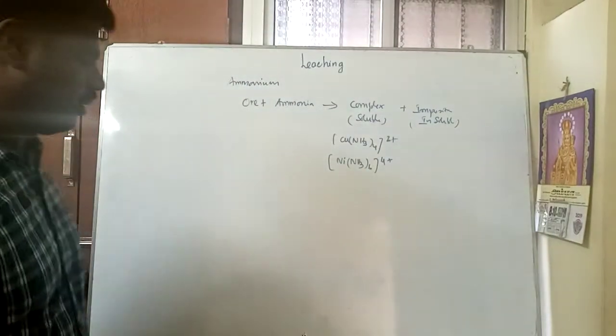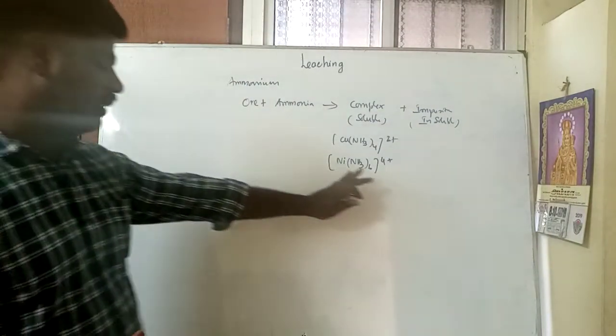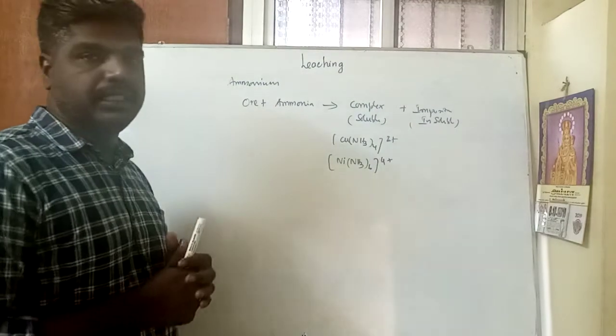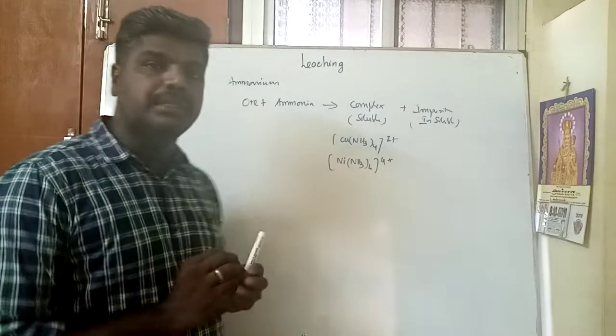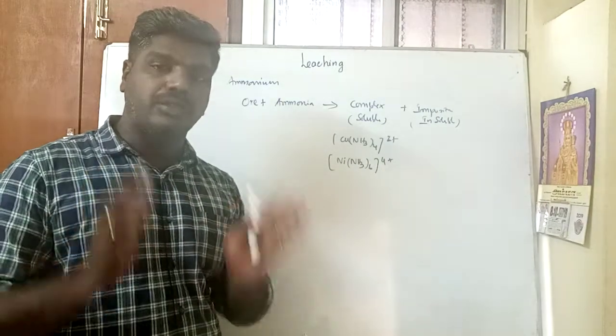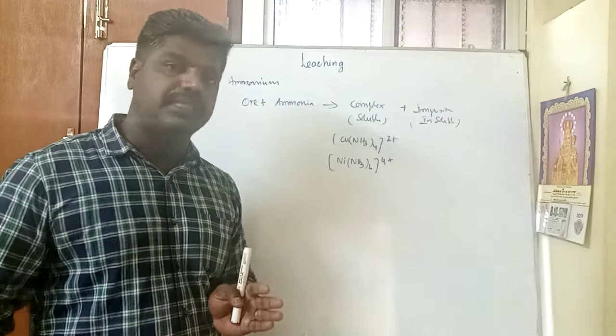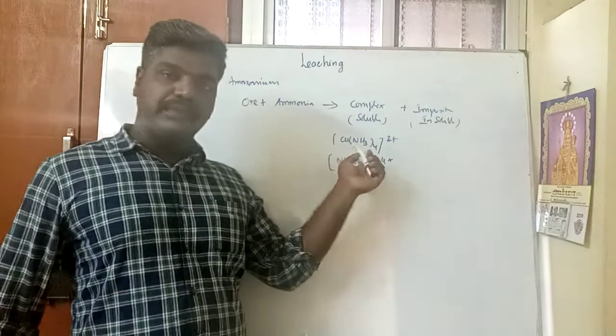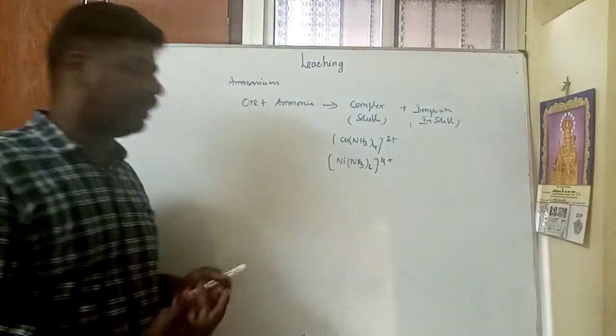Soluble complex here. Okay, so nickel complex is formed. Next, this is called ammonia leaching. Ammonia leaching is nothing but when the ore is treated with a solvent like ammonia, it forms a soluble complex and impurities are insoluble. The impurities can be easily separated. From the complex, we can easily regenerate the required metals.